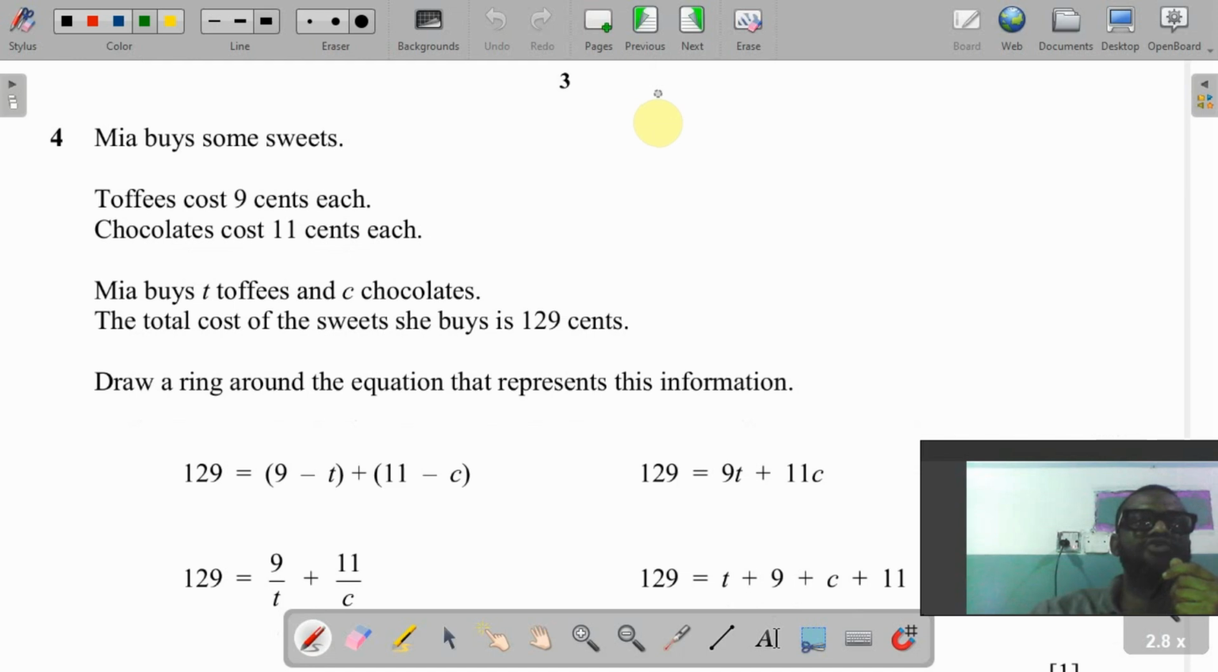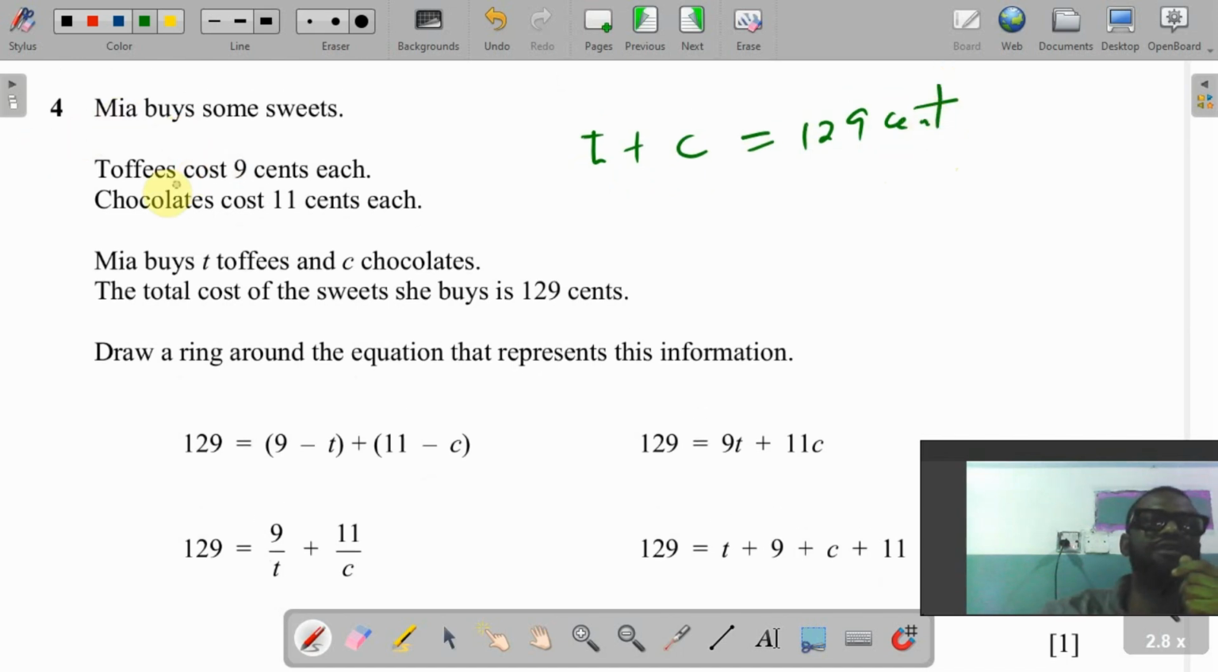Mia buys some sweets. Toffees cost 9 cents and chocolates cost 11 cents each. Mia buys T toffees plus C chocolates, and the total cost is 129 cents. Draw a ring around the equation that represents the information.